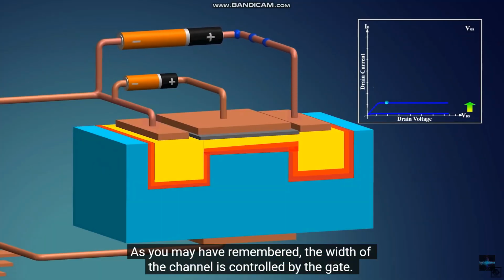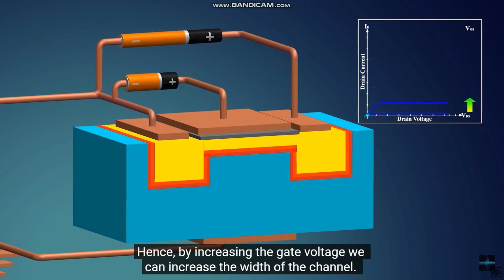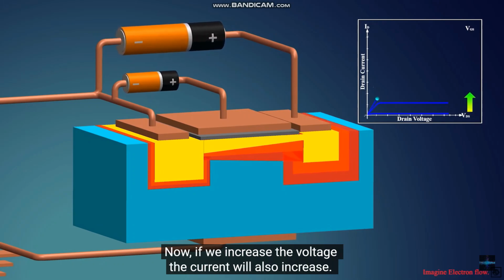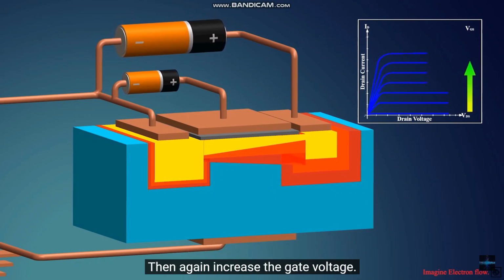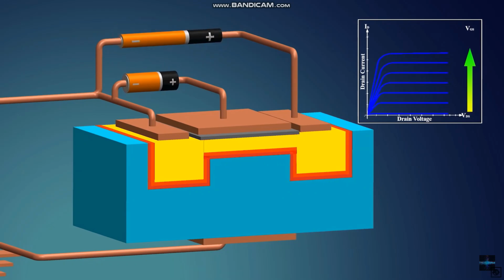As you may have remembered, the width of the channel is controlled by the gate. Hence, by increasing the gate voltage, we can increase the width of the channel. Now if we increase the voltage, the current will also increase. Again, at a certain voltage, pinch-off will occur, and saturation will occur. Then, again increase the gate voltage.